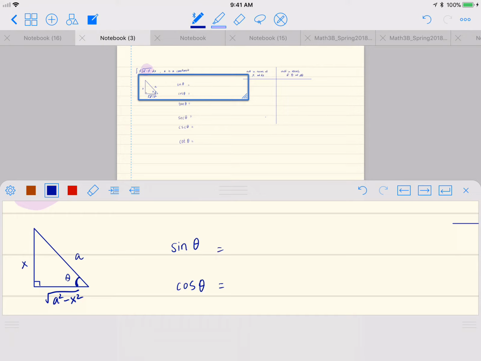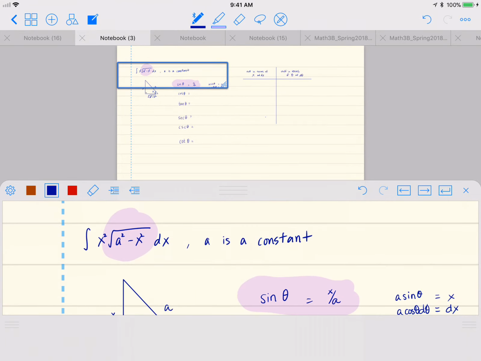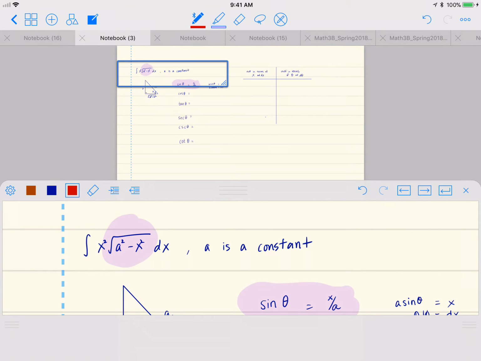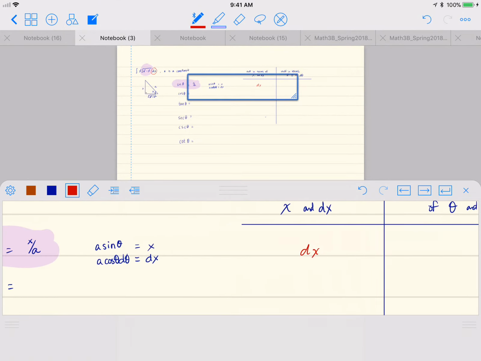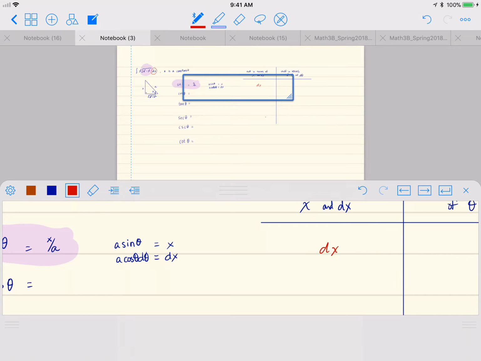Okay, so sine of theta is going to be x over a. In my mind already, I know this is going to be perfect for computing my dx. In fact, let me go ahead and do that now. So this means that a sine theta is equal to x. So then dx is going to be a cosine theta d theta. I know that I have a dx that I need to convert, so I can go ahead and do that over here. Dx is going to be equal to a cosine theta d theta.